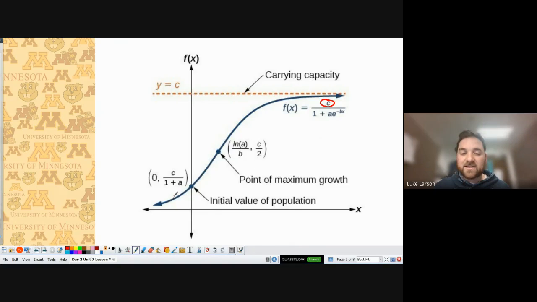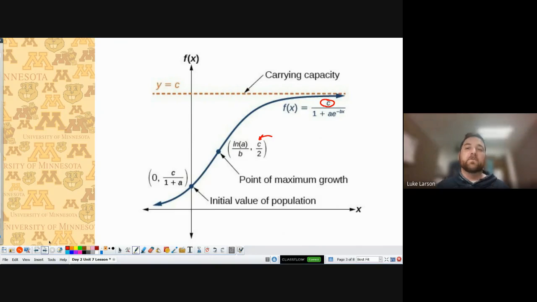Then there's this point, as it's growing fast, at some point it starts to turn to growing slower and slower and slower. So you have a point of maximum growth. You can find the x value, which remember is time, by taking the natural log of the a value divided by b. And the y value, the amount at any given time, is always the carrying capacity divided by 2. So that's kind of easy to remember. Whatever the max value is, half that is where the maximum growth is happening.